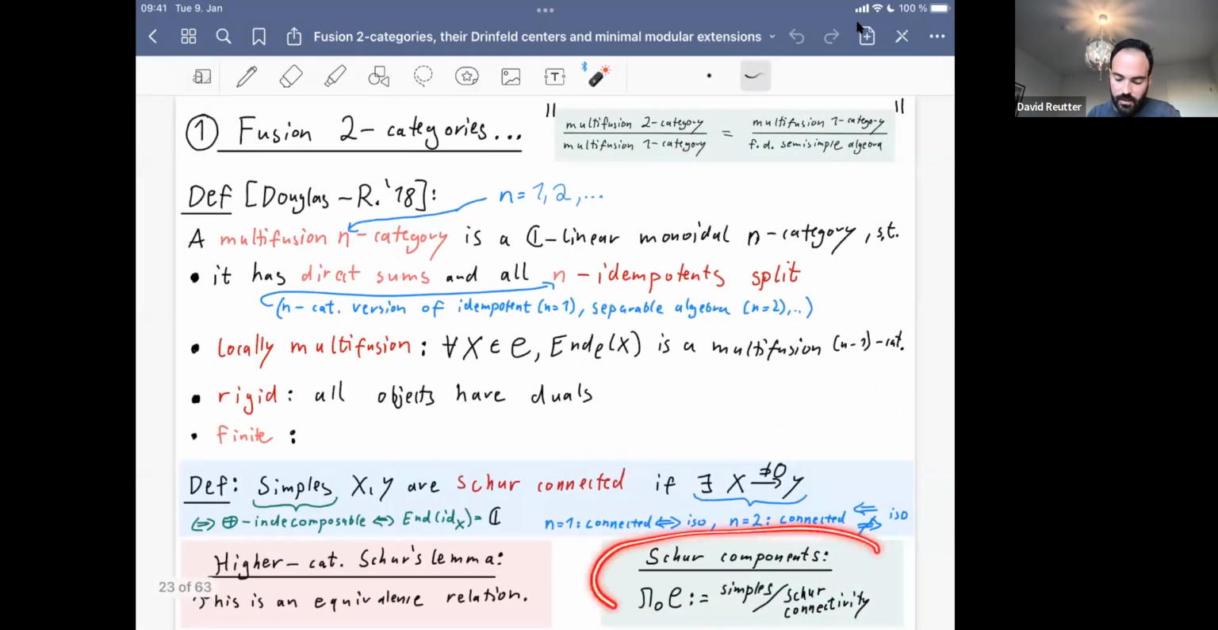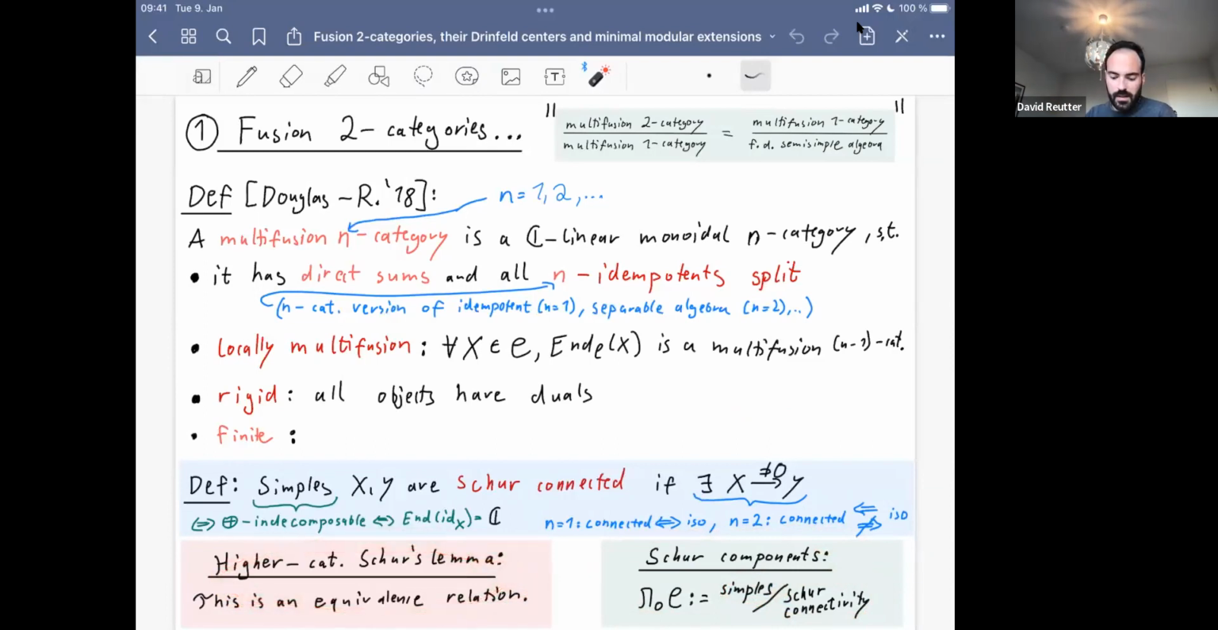And we define the Schur components of one of these higher multifusion categories to basically be the simple objects up to this relation, Schur connectivity. So for n equals one, the Schur components of a multifusion one category are just the set of isomorphism classes of simple objects. But in higher dimensions, it's a smaller set. So the set of isomorphism classes surjects onto the Schur components, because this is a coarser, sorry, this is a coarser equivalence relation.